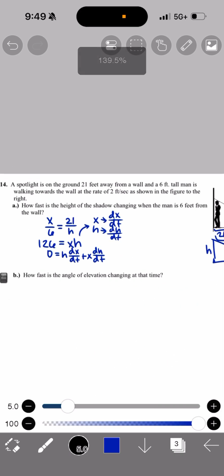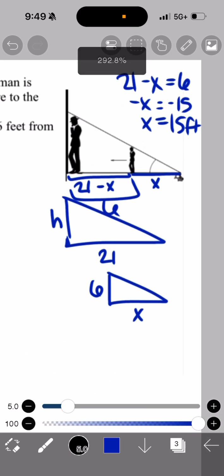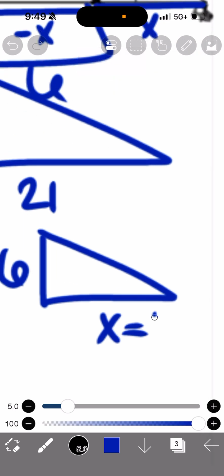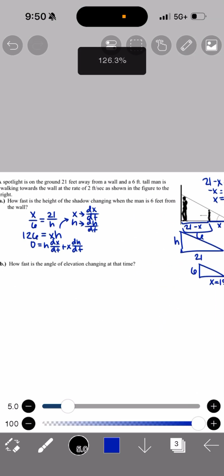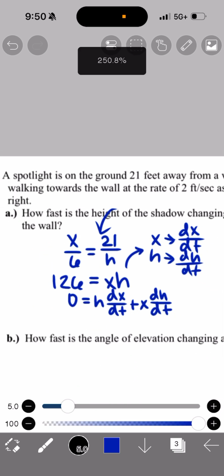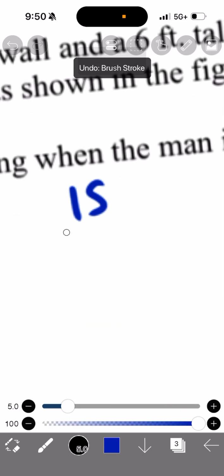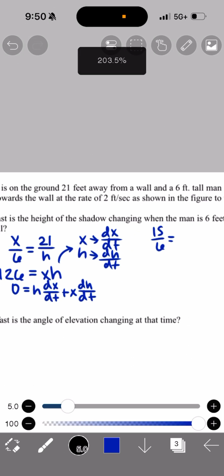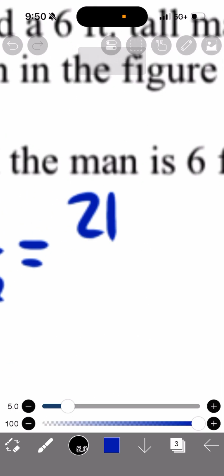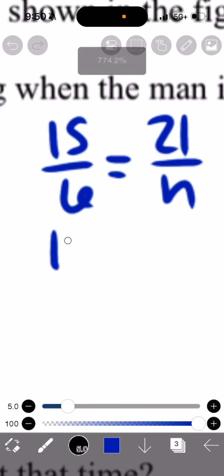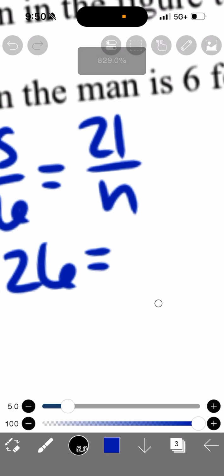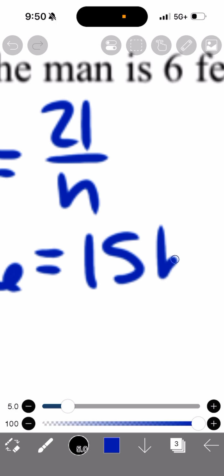Now that we have x, we can find h because if we're saying that x equals 15, we can go back to our original formula here to determine what h is equal to. So it'd be 15 over 6 equal to 21 over h. And then we can do the exact same thing. 126 equals 15 times h.